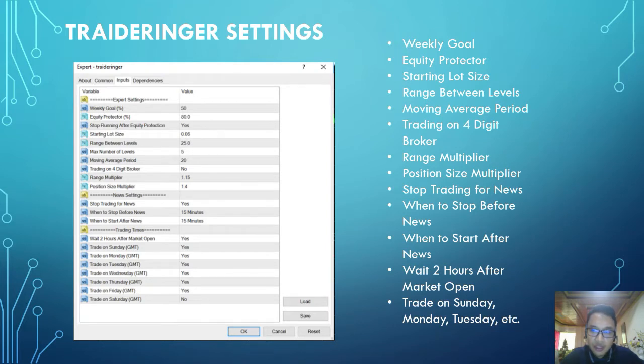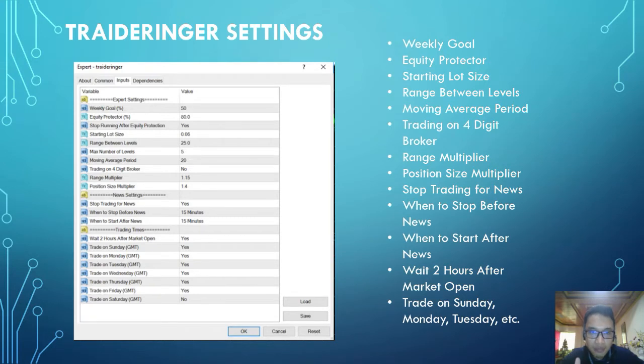So range between levels is the number of pips. Sorry, there's still starting lot size. Starting lot size is the first order that the robot would place. So for example, if you set it to 0.06, then the first order would be 0.06. Then the range between levels is the number of pips before it places another order when it is in drawdown, another buy or sell.